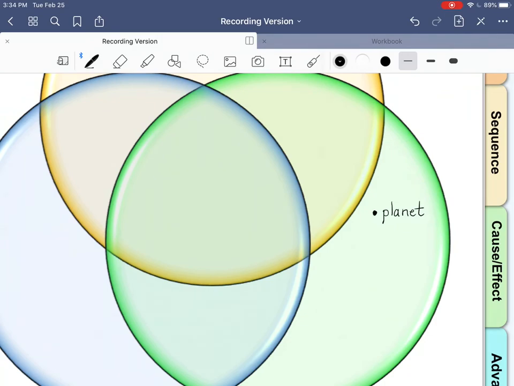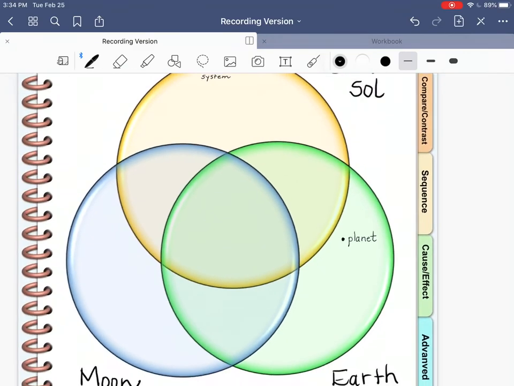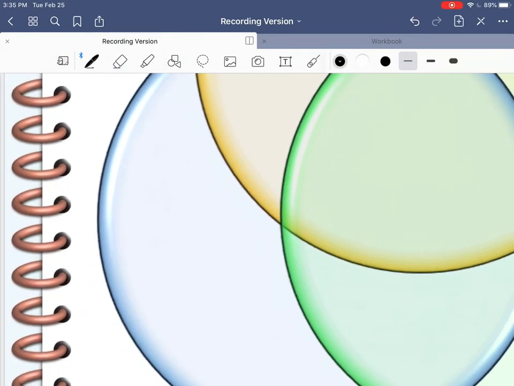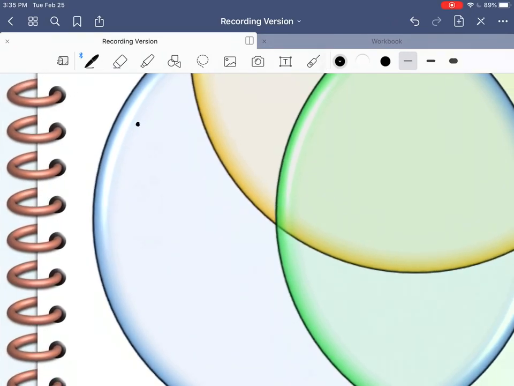All right. The next one, the phrase is moves around the earth. Moves around the earth. Well, that's the moon. The moon moves around the earth. So we're going to put that just in the blue. Moves around the earth.